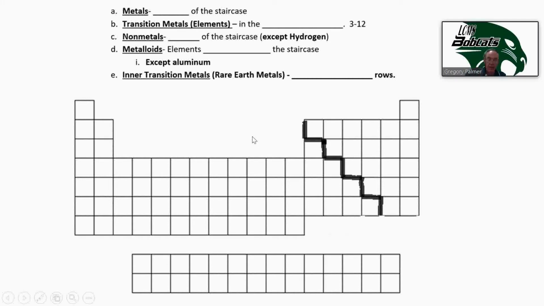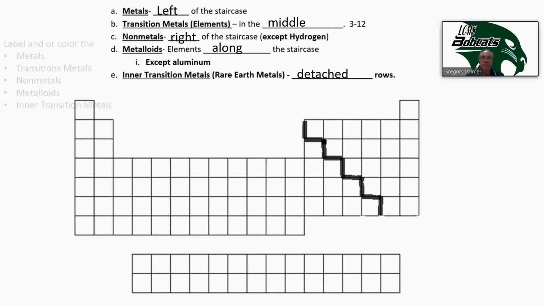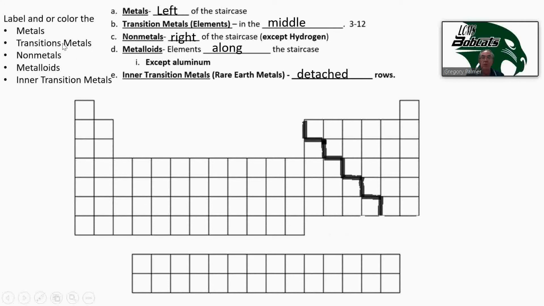So we're just going to take one more chance to look at the periodic table and label it. Metals are found to the left of the staircase. Transition metals are in between. Nonmetals are right of the staircase. Metalloids are along the staircase, except for aluminum. The inner transition metals are the two detached rows. Okay, so we're going to label the metals, the transition metals, nonmetals, metalloids, and the inner transition metals.